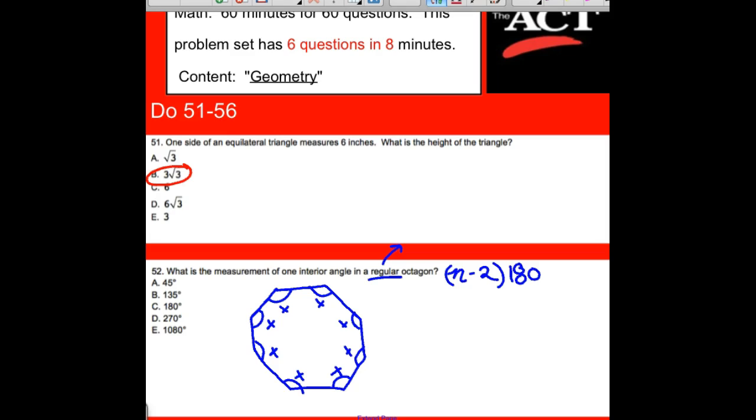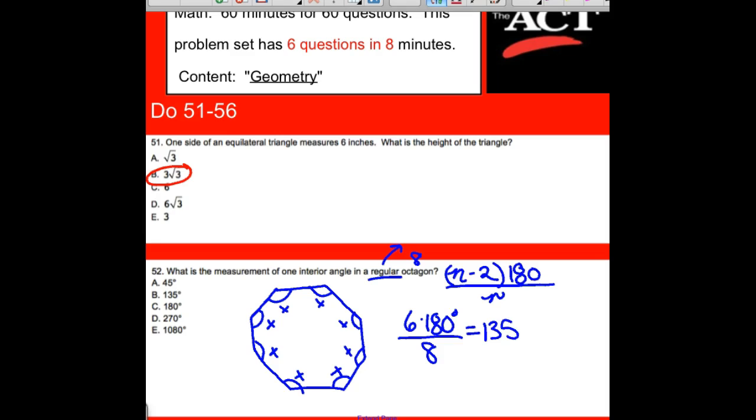I don't want to know that, though. I want to know what one of them is. So that's to be shared equally amongst all n, in this case 8, angles. So if I apply that formula to this problem, n being 8 because it's an octagon, I'd have 8 minus 2, which is 6, times 180 degrees, divided up amongst the 8 angles, and I'll get 135.